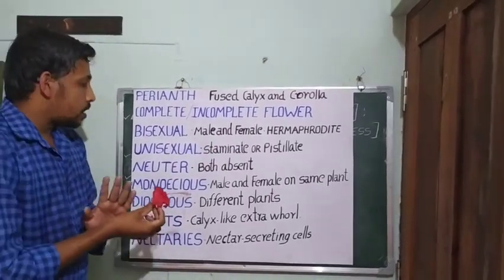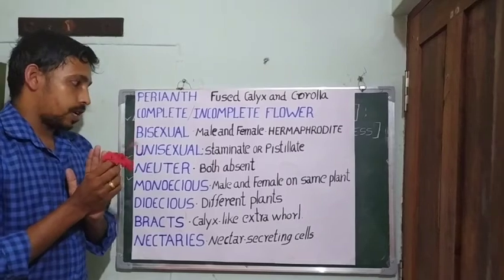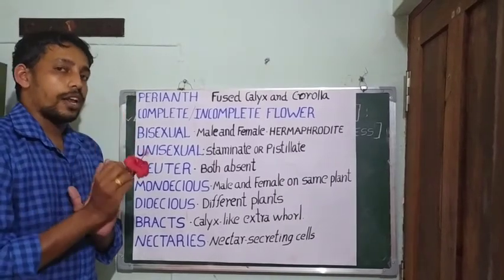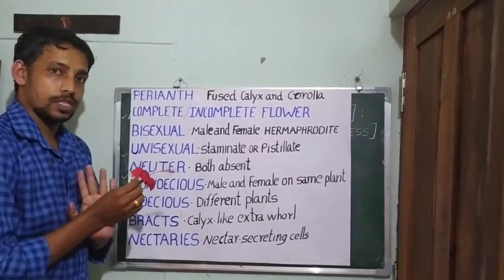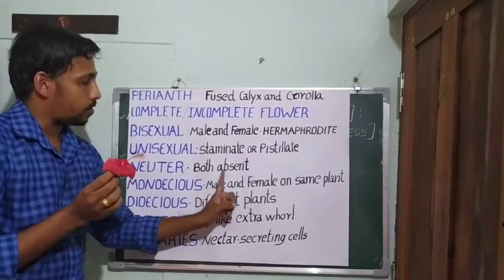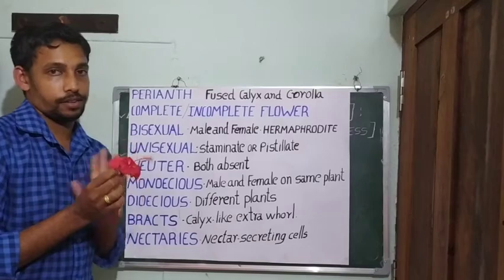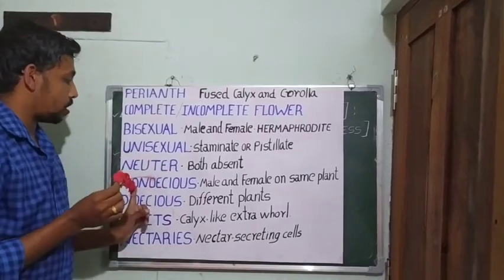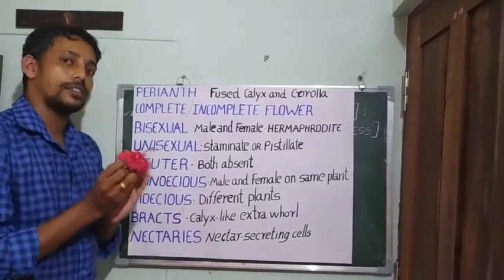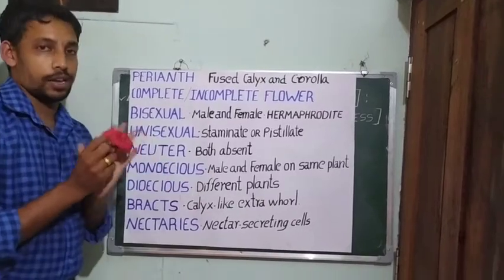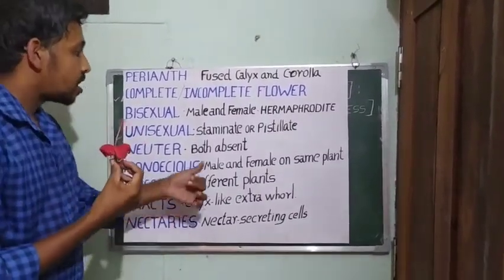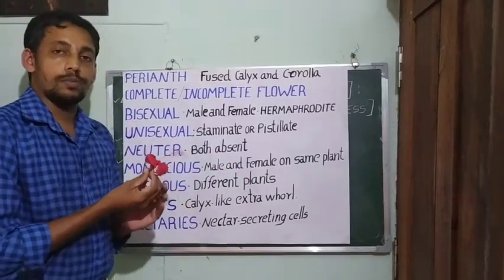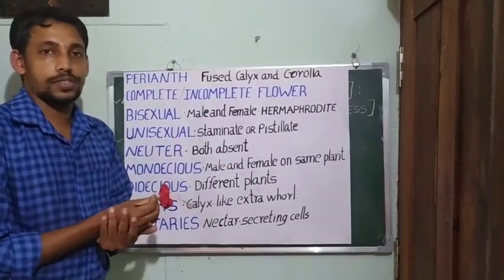Then in some plants we can see male and female flowers on the same plant. That condition is known as monoecious. That type of plant is known as a monoecious plant. Then in the case of dioecious plants, male and female flowers are present on different plants.